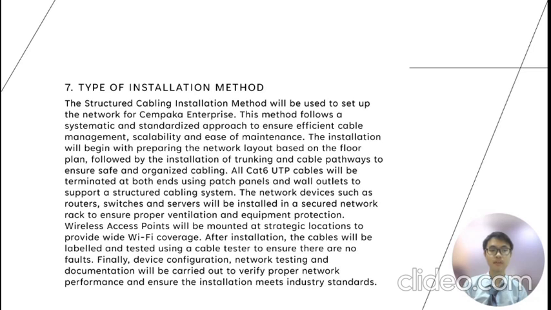To ensure safe and organized cabling, all Cat6 UTP cables will be terminated at both ends using patch panels and wall outlets to support a structured cabling system. The network devices such as routers, switches, and servers will be installed in a secure network rack to ensure proper ventilation and equipment protection. Wireless access points will be mounted at strategic locations to provide wide Wi-Fi coverage.